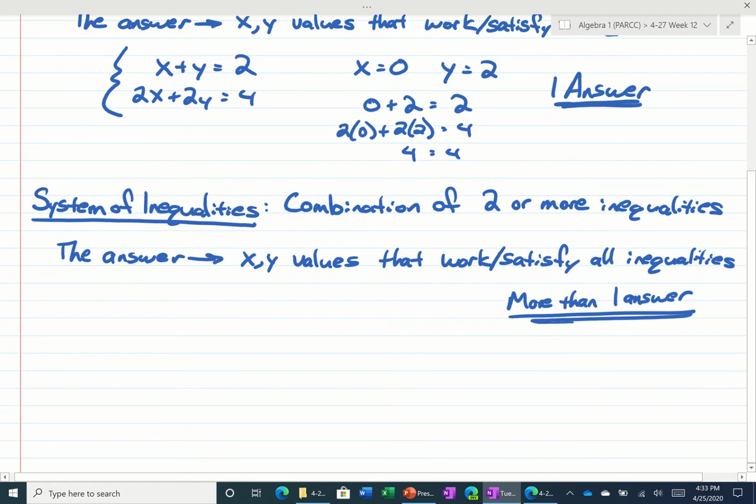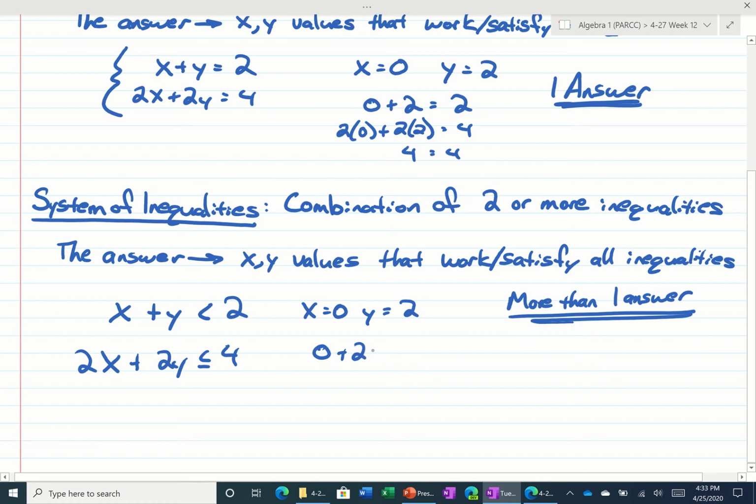Let's take a look at a problem like this: x plus y is less than 2, and 2x plus 2y is less than or equal to 4. Let's let x be 0 and y be 2. In the first inequality, 0 plus 2 is less than 2, and 0 plus 4 is less than or equal to 4. So you could see I plugged in those x and y values and it worked for both.